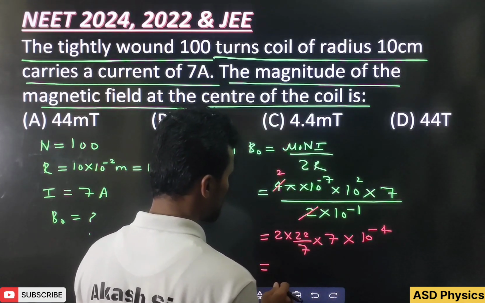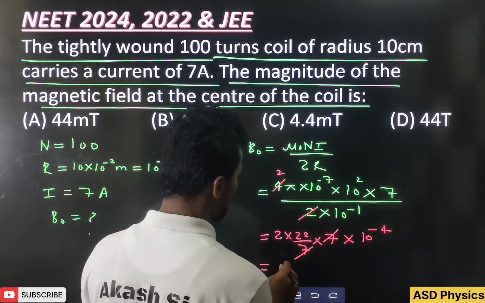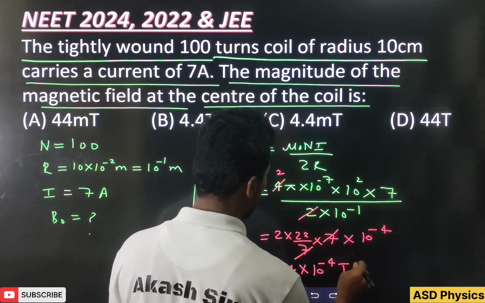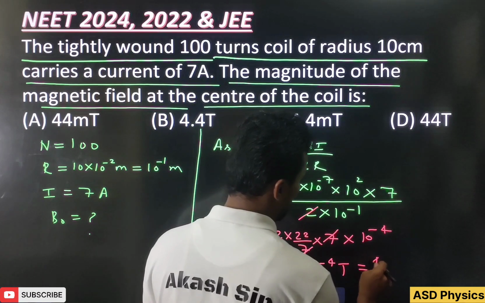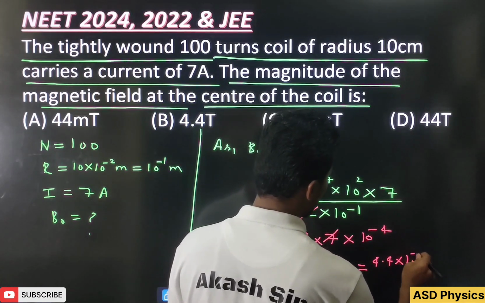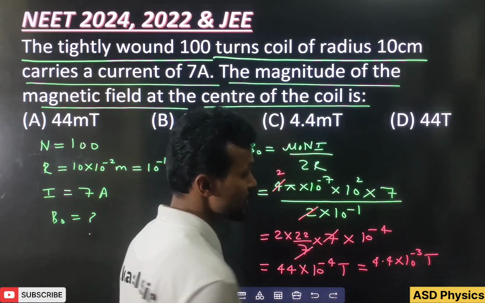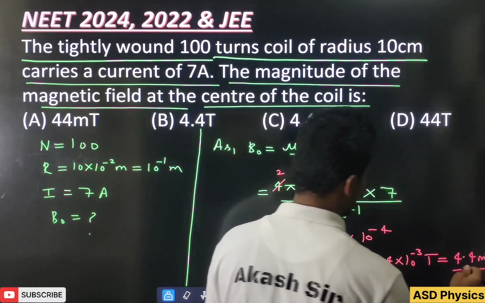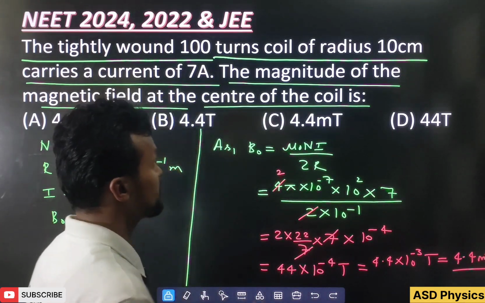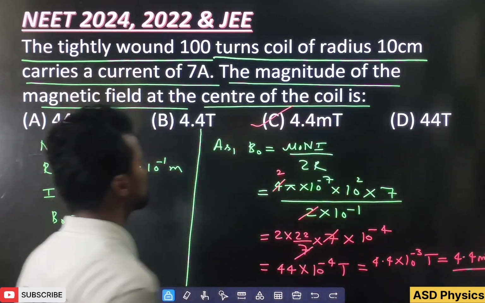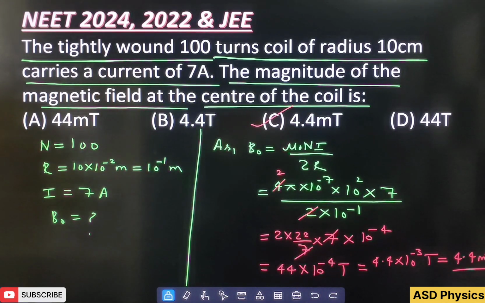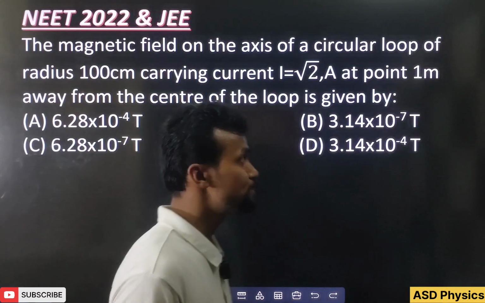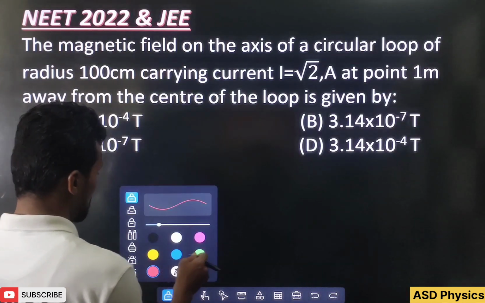Again simplify this here, students. This 7 and this 7 cancel, so it will come here 44 into 10 to the power minus 4 Tesla. Or we can write here 4.4 into 10 to the power minus 3 Tesla, correct? That means it becomes 4.4 millitesla. Which option is correct here? The correct option is option C. This is a formula based question, mu naught Ni by 2r. Great. Now students, let's come to the next question.